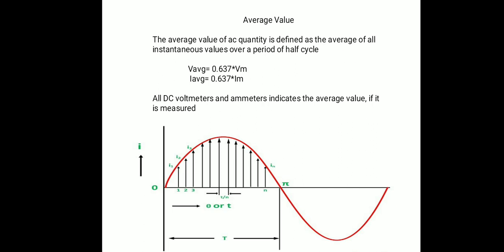So if you take the average of all instantaneous values over the positive half cycle and the negative half cycle, it gives zero. That's why we can take the average value of an AC quantity over the period of half cycle only, whether a positive or a negative half cycle. The average value is the average of all instantaneous values over the half cycle, given by the formula 0.637 into Vm or 0.637 into Im.